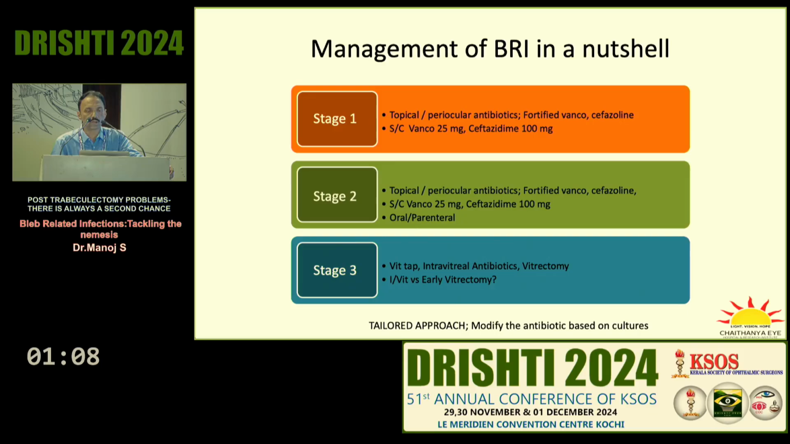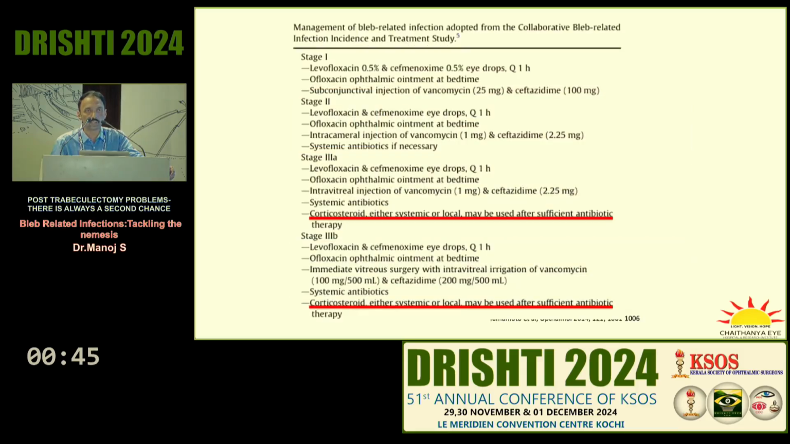In stage 1, topical and periocular antibiotics are good enough. Typically, we use fortified vancomycin and ceftazidime. But in stage 2, one could add, along with this, oral or parenteral antibiotics. And in stage 3, obviously, we need to take a vitreous tap, give intravitreal antibiotics and vitrectomy. There is a growing support for early vitrectomy in these eyes.